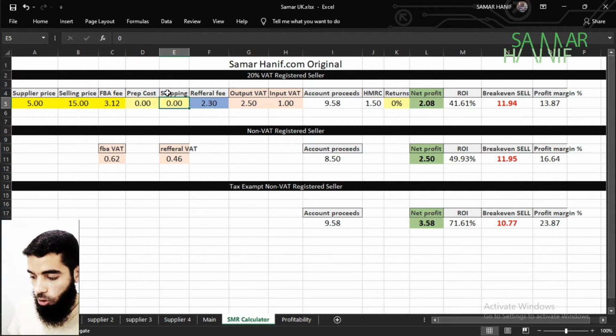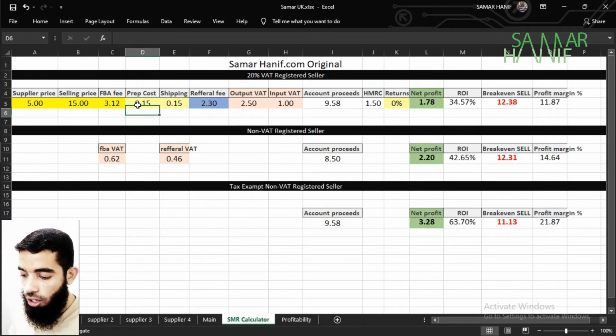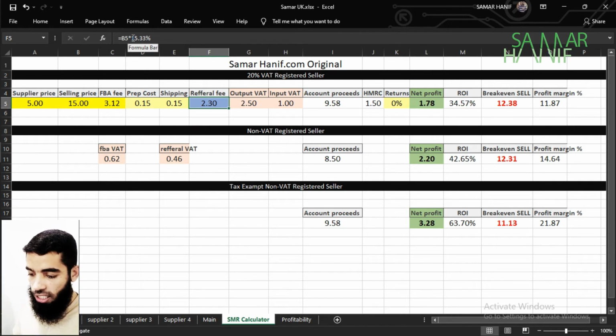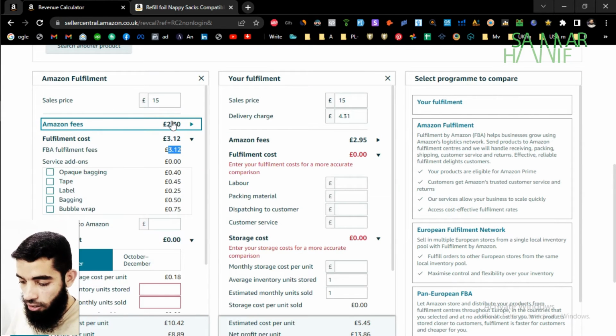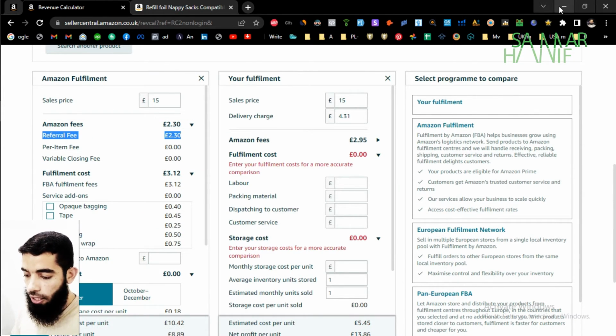Based on my experience for this shipping, I roughly add 0.15 pounds per pounds of product weight and 0.15 for FNSKU labelings or prep if required. So I'm going to enter 0.15 here and 0.15 here. Amazon referral fee depends upon the product category. For most categories, Amazon charges 15.33% of the selling price. So I have applied the Excel formula accordingly. You can cross-check this value from this FBA calculator. If it's different here, then you can manually enter it in this cell.